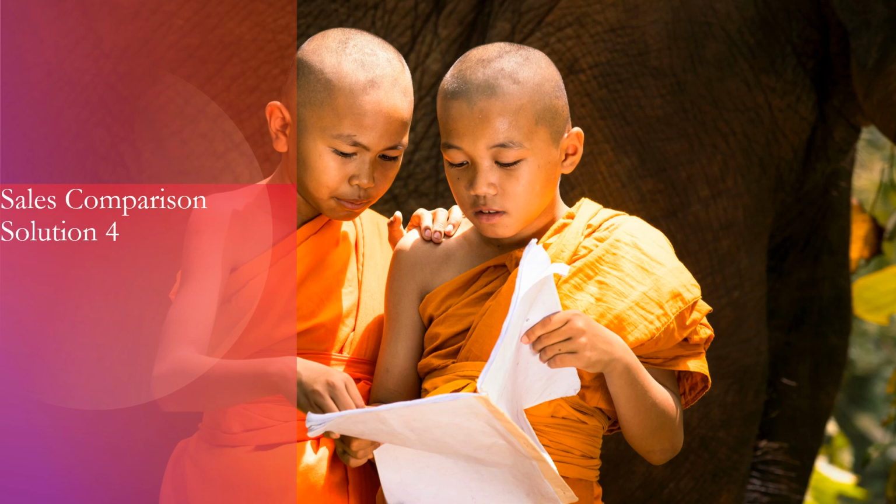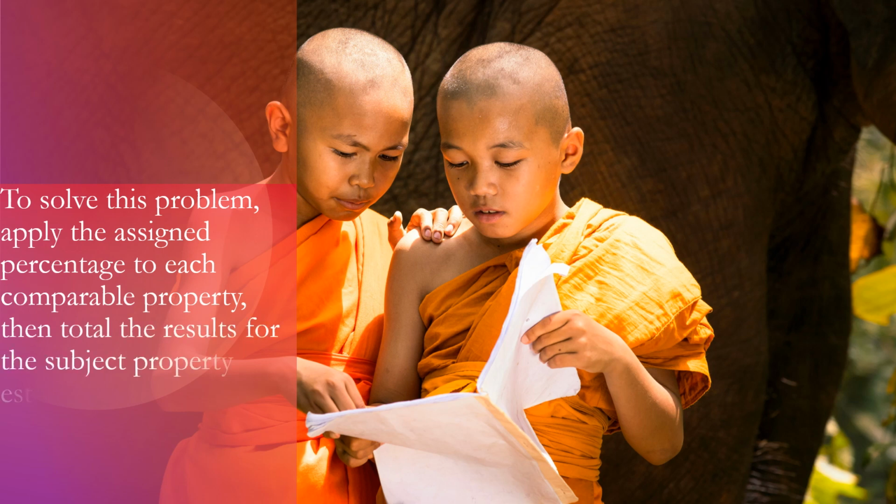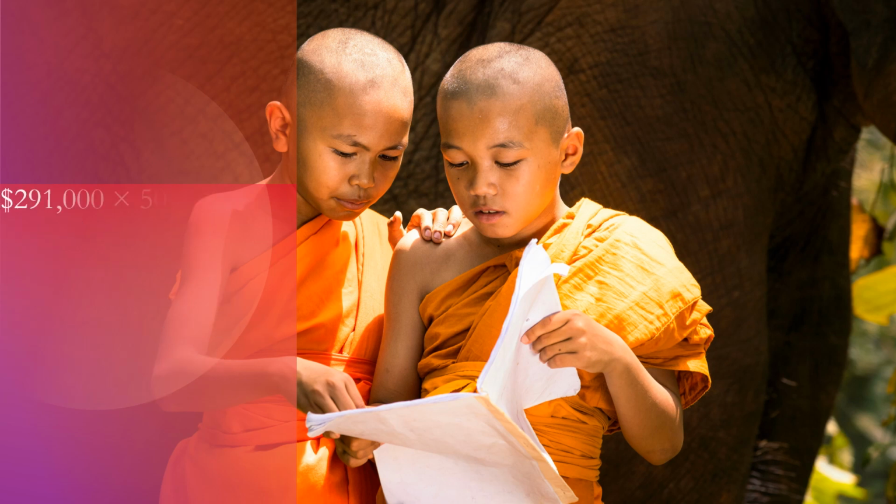Solution. To solve this problem, apply the assigned percentage to each comparable property, then total the results for the subject property's estimated value. We could then take the values of the comparable properties and multiply them by the weighted percent applied by the appraiser. So we have $291,000 for the first property that was assigned the 50% value. So we multiply that by 50% to equal the value of $145,500.